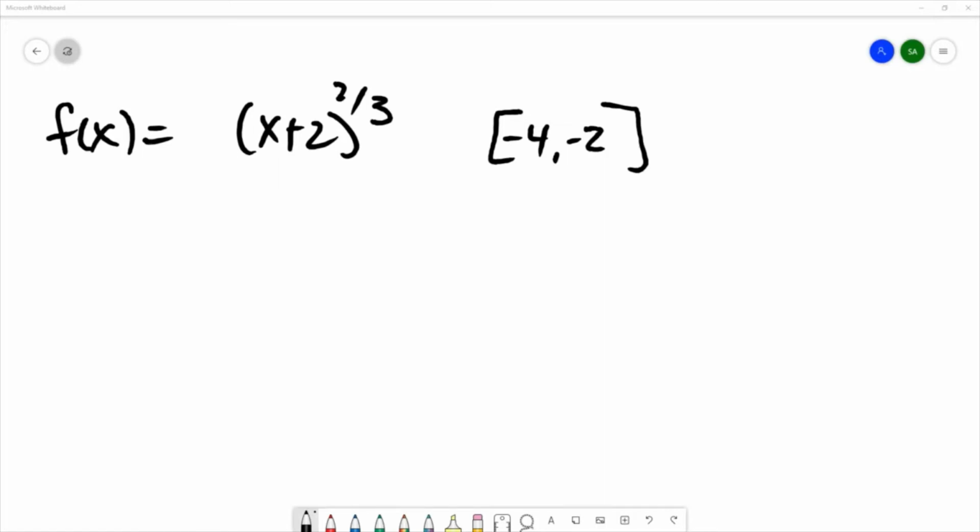So we're looking for the absolute extrema on this interval from -4 to -2. And our function is (x + 2)^(2/3). So first we want to find the critical numbers. So we're going to calculate the derivative.